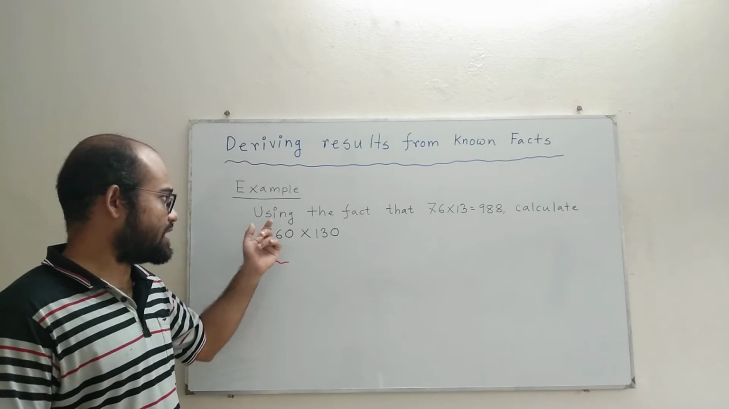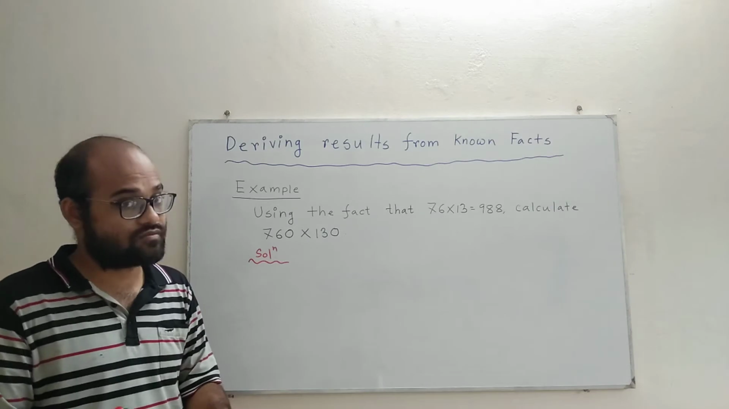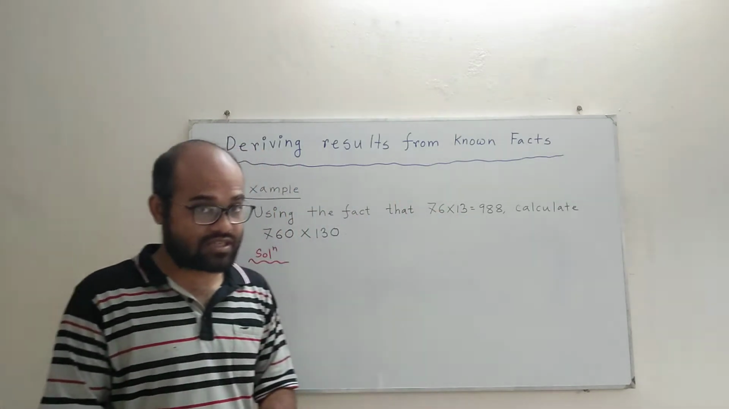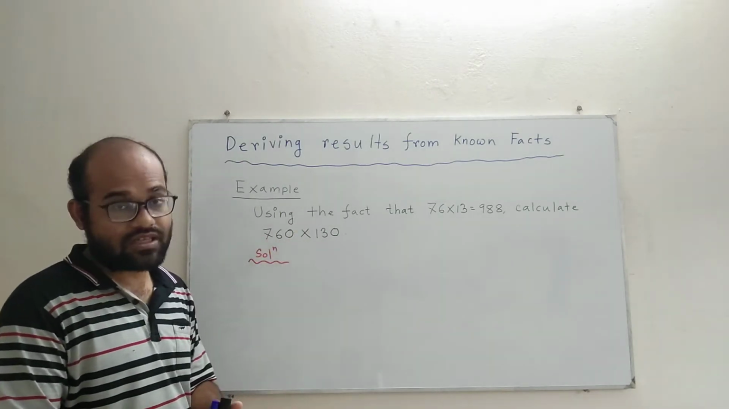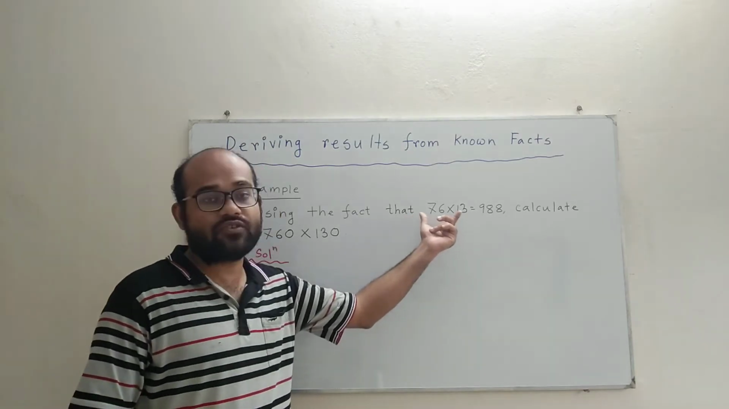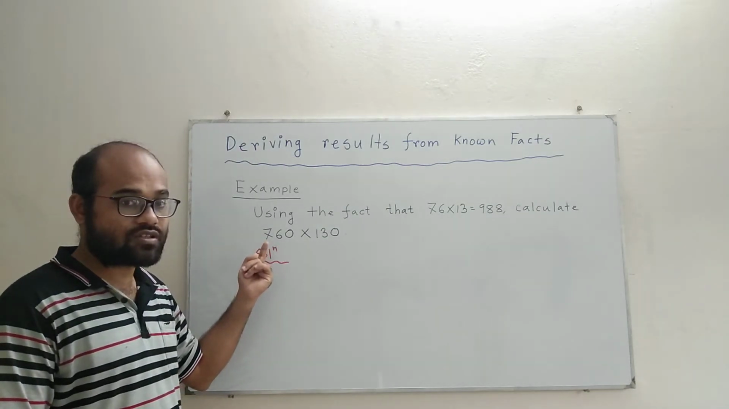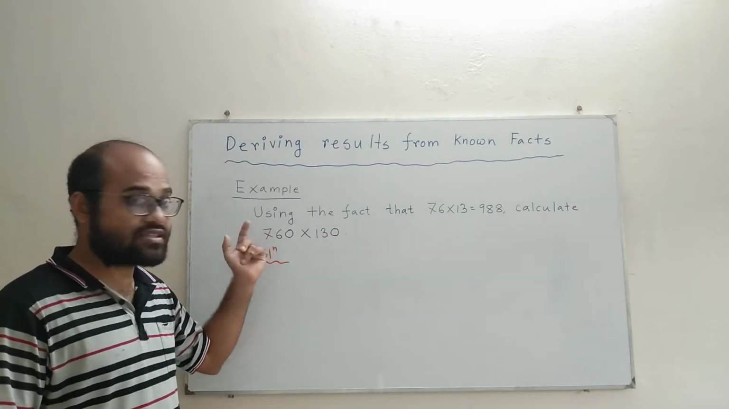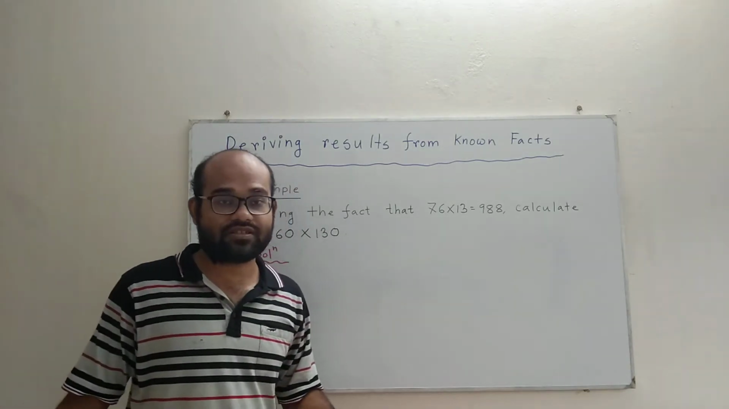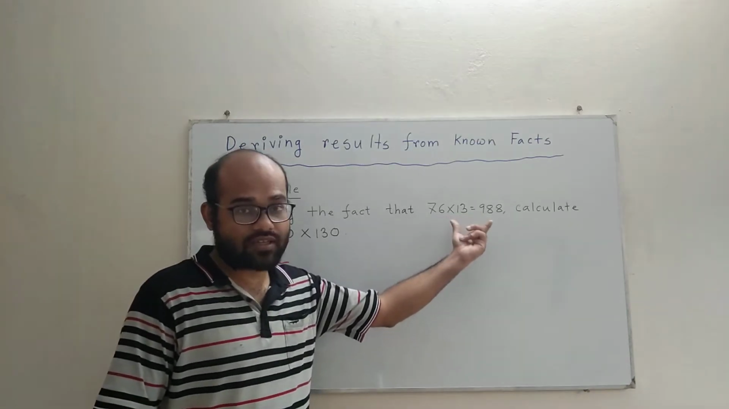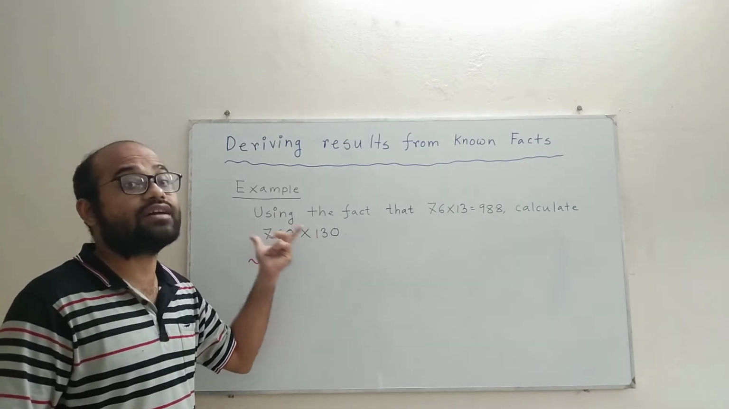This example states that using the fact that 76 times 13 equals 988, we are given this information that 76 times 13 equals 988. Calculate 760 times 130. Now what does this question mean? This question means that given this information that 76 times 13 equals 988, we are supposed to derive the product, or the result, of multiplying 760 by 130. We are not supposed to do any kind of long multiplication. Rather, just by using this product and some related logic, we have to arrive at the required answer.